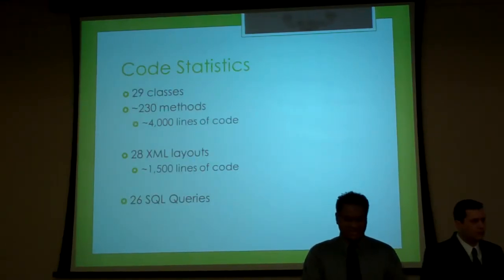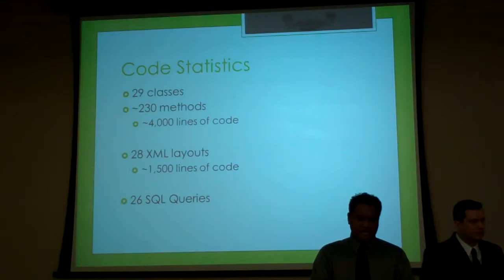Code statistics. Our Java version has 29 total classes, about 230 methods being used, which is roughly around 4,000 lines of code. Also, because our application is a smartphone application, it involves a lot of views and layouts. So we have a total of 28 XML layouts, which is roughly around 1,500 lines of code.